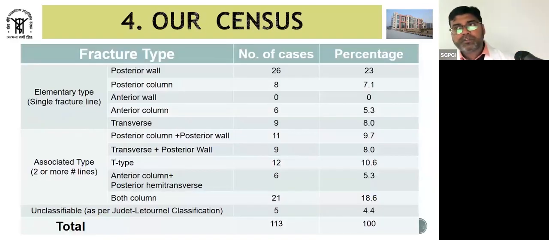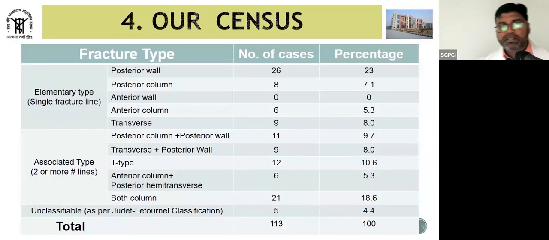Now, coming to after classification, I would like to tell about our census. Till now, we have managed 113 such fractures, out of which the most commonly encountered is the posterior wall fracture, which is relatively easy to manage. And the second most common variety is the associated both column, which is the most severe. So, this is an entire spectrum.